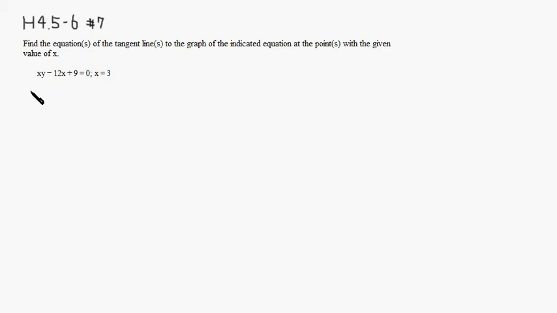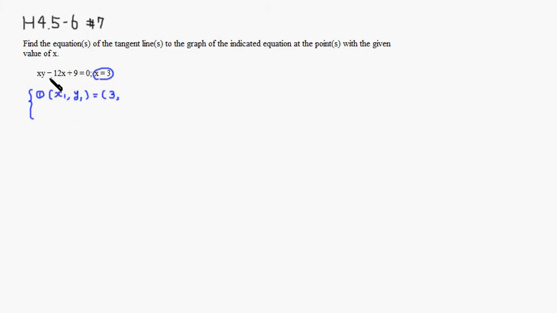As usual, to find the equation of a tangent line, we need two pieces of information. First one is a point, so I'm going to call it x1, y1. The x value is already given here, so x1 is 3. Then we can plug 3 for x into this equation to find the corresponding y value.